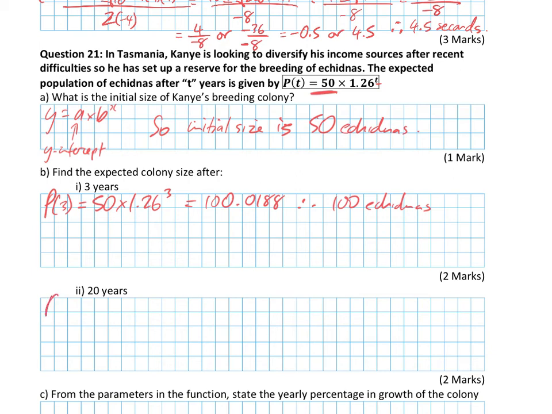Similar situation for this one. P when x is equal to 20. 50 times by 1.26 to the power of 20. Getting a bit tired now. 1.26 to the power of 20, hopefully not making any mistakes, is 101 times by 50. So you've got 5086.05 to 2 decimal points. So 5086 echidnas. No part echidnas for Kanye, okay?